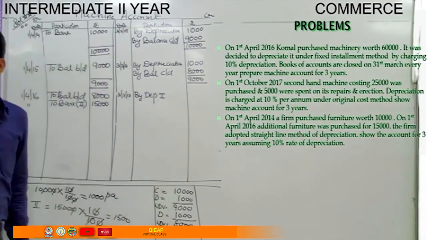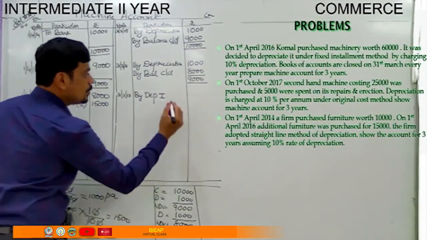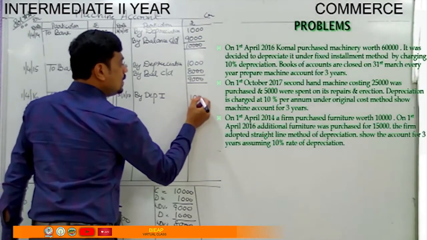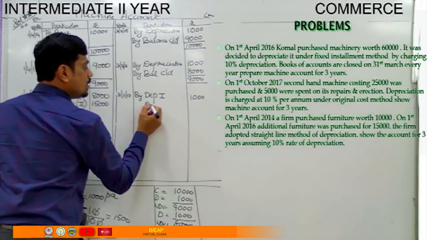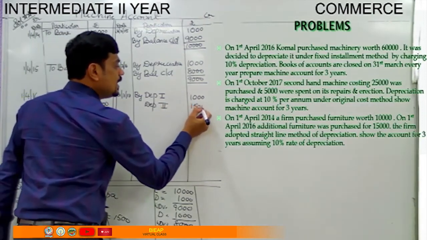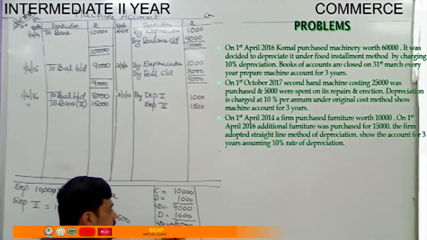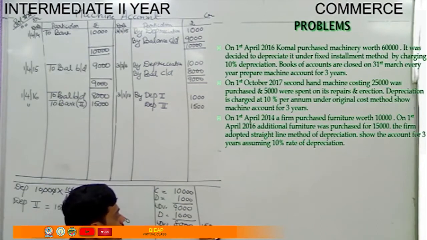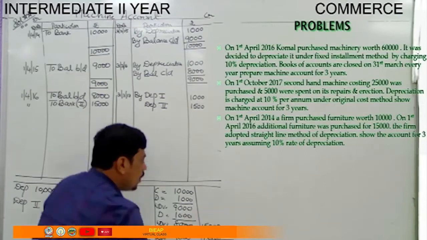Depreciation on machine 1. How much is it? 1,000. Then depreciation on machine 2. How much? 1,500. Opposite to 8,000, I am writing 15,000 because this is the new machine. So depreciation here is 1,000, here 1,500. Better to show separately: 9,000 and here 13,500. This is the written down value.